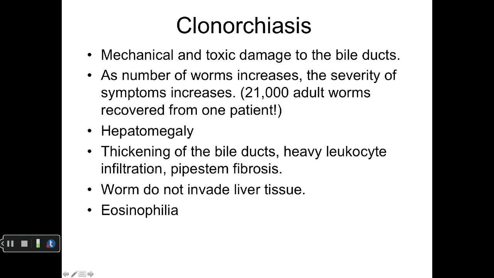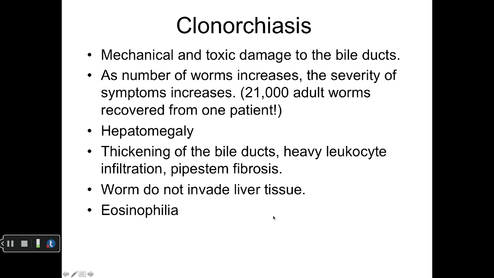So, along with the mechanical and toxic damage to the bile ducts, which results in thickening of the bile ducts and heavy leukocyte infiltration, and again, as that bile duct wall becomes scarred and thick and fibrotic, you have pipe stem fibrosis, and the diameter of the ducts becomes smaller and smaller until they're obstructed and bile cannot leave the liver. You can have hepatomegaly, or enlargement of the liver, cirrhosis.